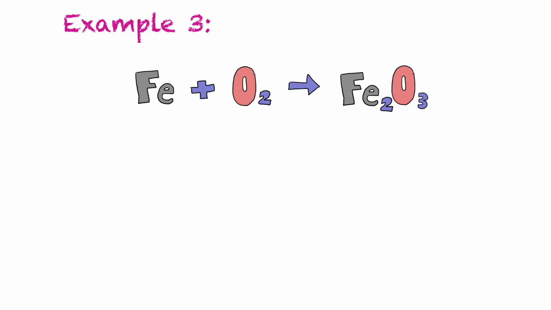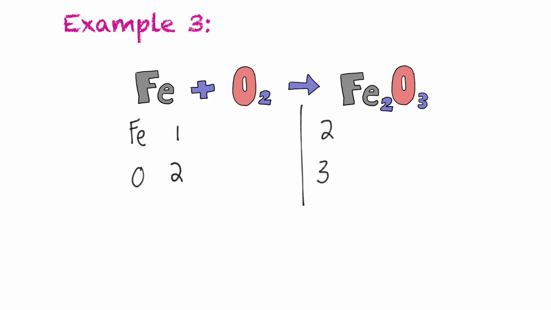We'll go through another example. So we'll draw our line. We write our atoms, so we have iron and oxygen. So now we'll count. So we have 1 iron on the reactant side, 2 on the product side, and we have 2 oxygen on the reactant side and 3 on the product side.